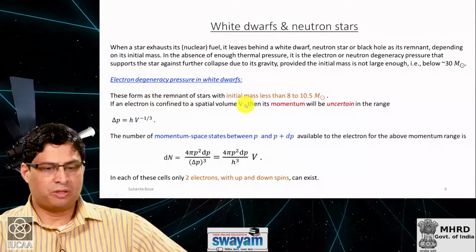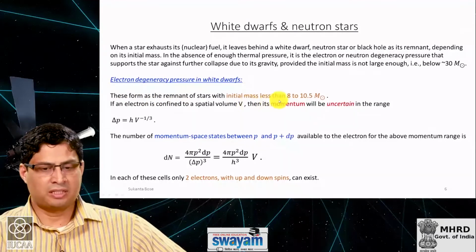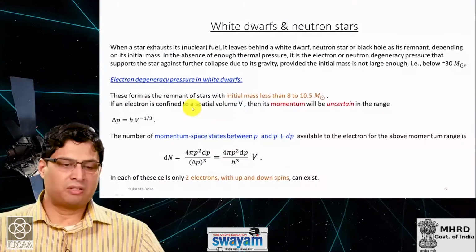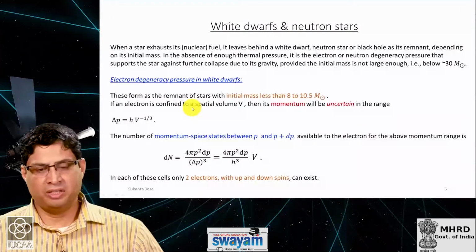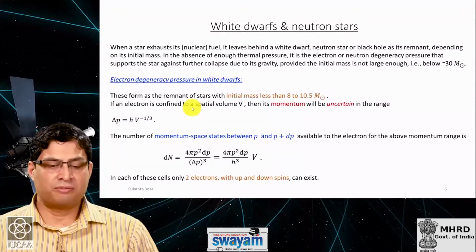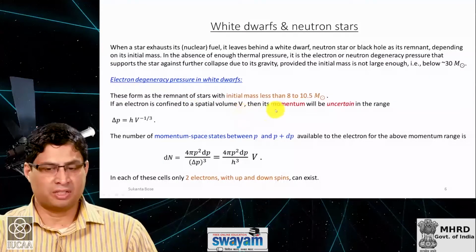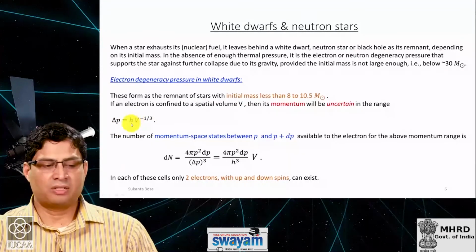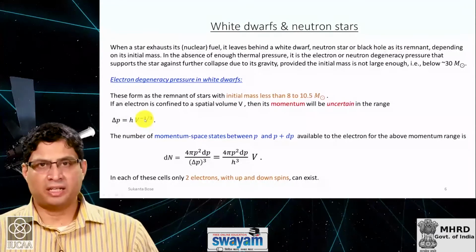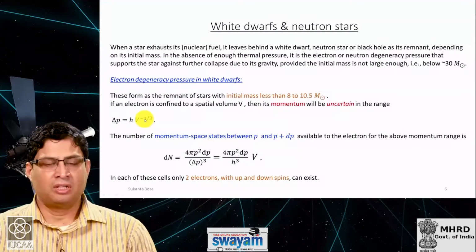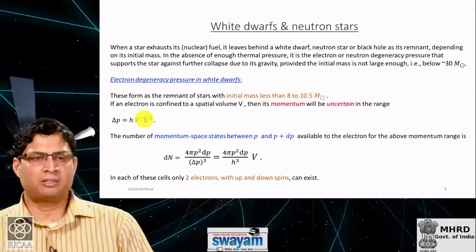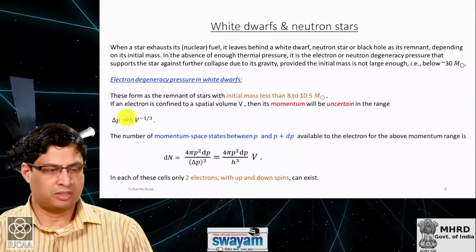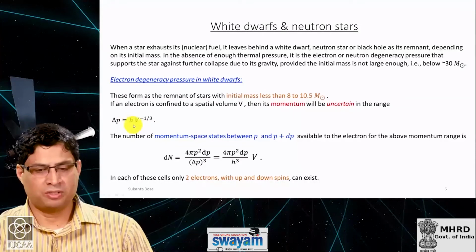So, for white dwarfs, which have an initial mass less than about 8 to 10 times the mass of the Sun, you are confining these electrons into a spatial volume, let us say V. And if so, then the momentum of this electron is uncertain in this range delta p, which is given by the Planck constant divided by delta x, that is the spatial latitude afforded by this volume. In dimensional analysis that goes like the cube root of the volume in the denominator. So, that is just the uncertainty principle.